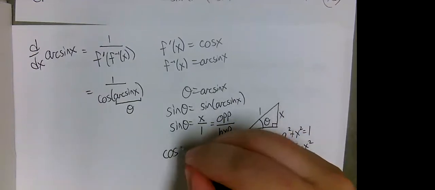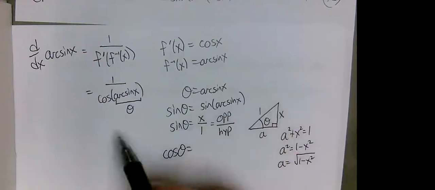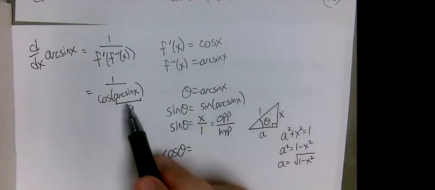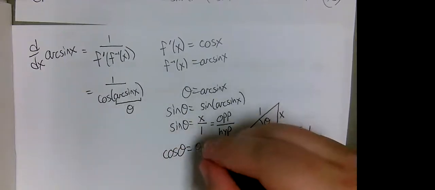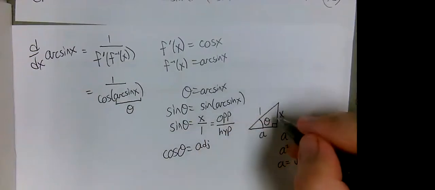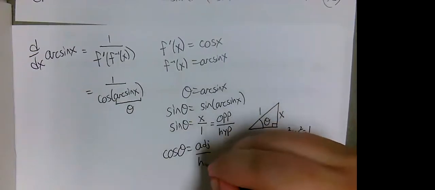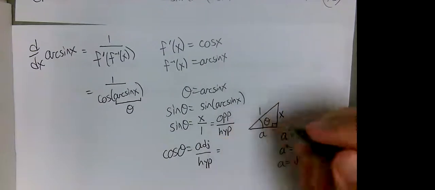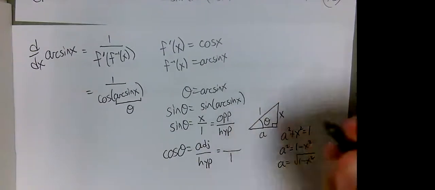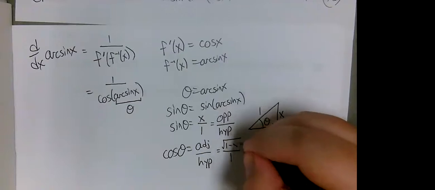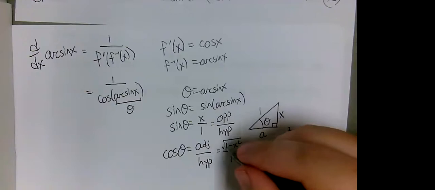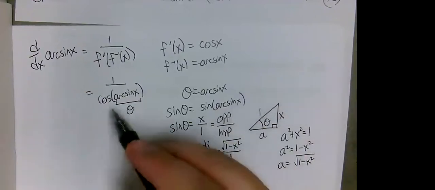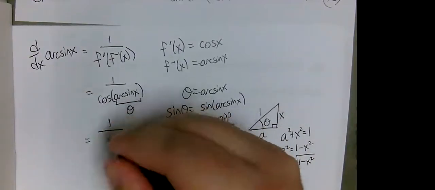Now let's go to cosine of theta. That's my goal here actually, is to get cosine of theta, because I called my arc sine theta. Now cosine of theta is the adjacent side of this same triangle with angle theta over the hypotenuse. And the hypotenuse is still 1, but we now know that the adjacent side is root 1 minus x squared. So it turns out the cosine of theta is just none other than root 1 minus x squared. So that's exactly what I'm going to write right here.